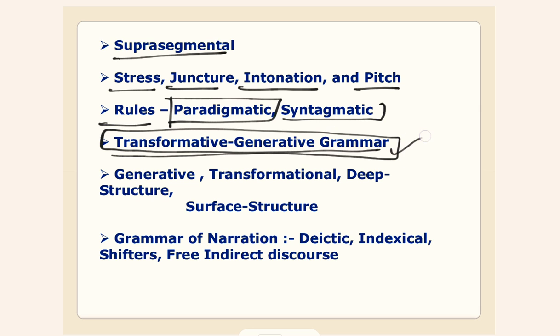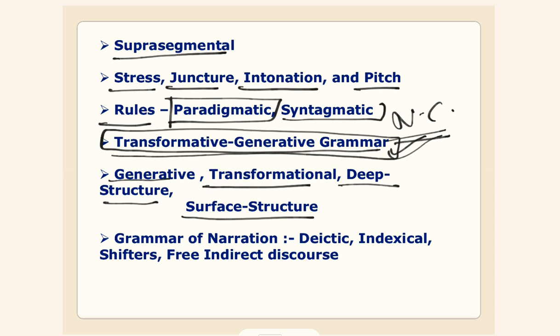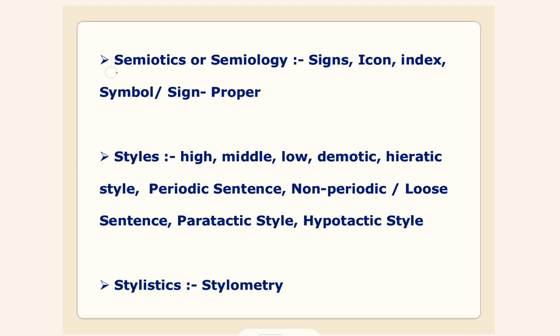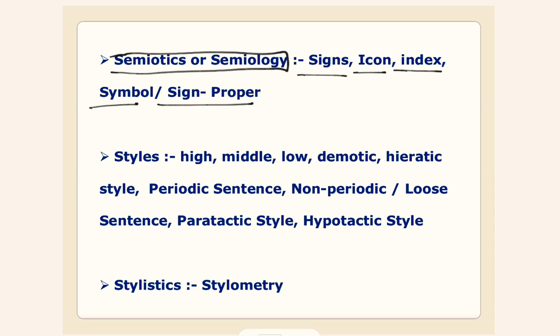This term is recently associated. Please remember this term, transformational generative grammar. Noam Chomsky. Next, generative grammar, transformational, deep structure, surface structure. Grammar of narration, didactic, indexical, shifters, free indirect discourse. Here semiotics or semiology. So let's see what are the terms associated with this one. Signs, icon, index, symbol, sign proper.